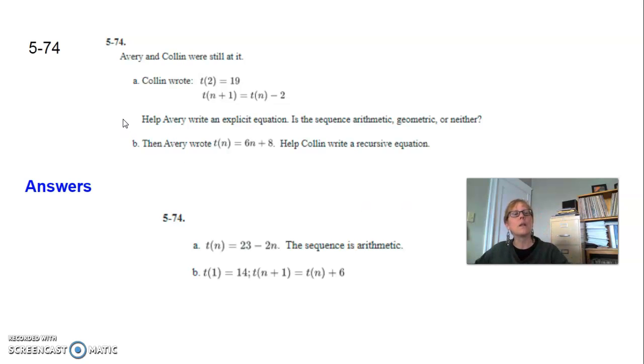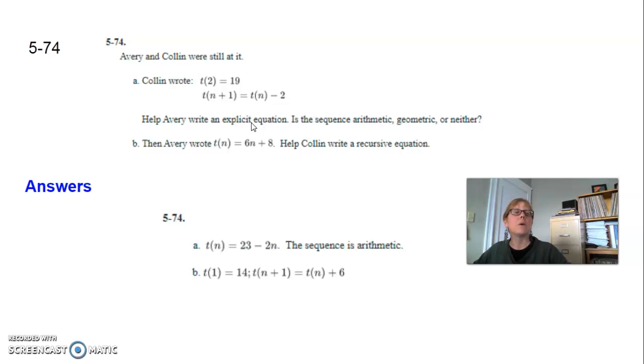Okay, so 574. These two questions are not related, which to be honest made me a little confused at first, but it's all right. All right, so Colin wrote the second term as 19, and t of n plus 1 is t of n minus 2. So that means each time you go up 1, you subtract 2. So I would say this is the slope.